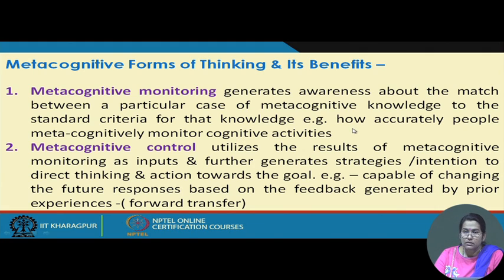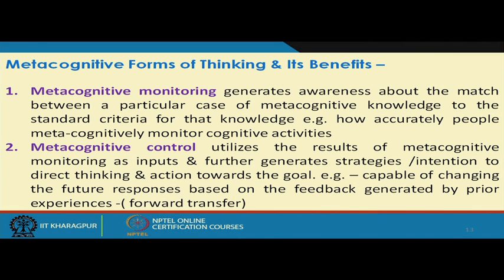For example, we are trying to attain a certain level of mastery, or we try to achieve a particular goal set for us at a particular criterion level. When we are engaged in either solving a problem or achieving a goal, the goal has been fixed at a certain criterion level. So, when we are engaged in metacognitive monitoring, we are constantly evaluating and monitoring our own progress and mapping it with the criteria level set for those goals.